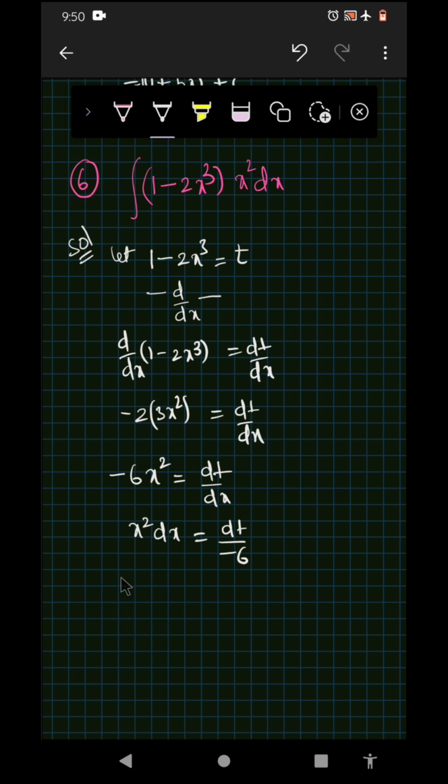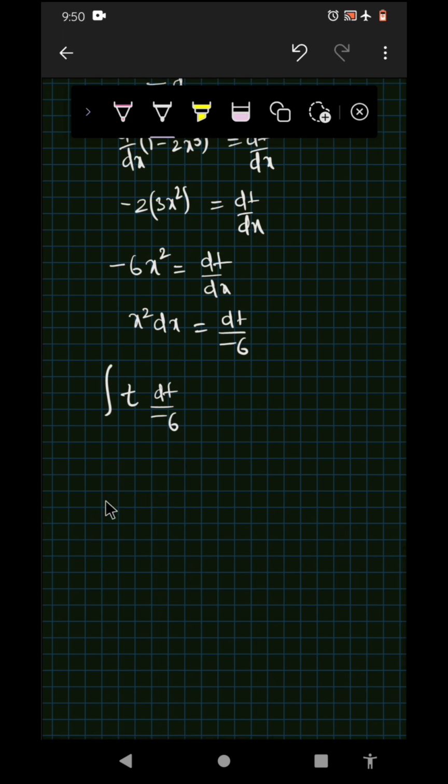We get that here, integration of 1 minus 2x cube is equal to t, and x square dx is equal to dt by minus 6. So now take the minus 1 by 6 outside: minus 1 by 6 integration of t dt. So minus 1 by 6 integration of t is equal to t square by 2.